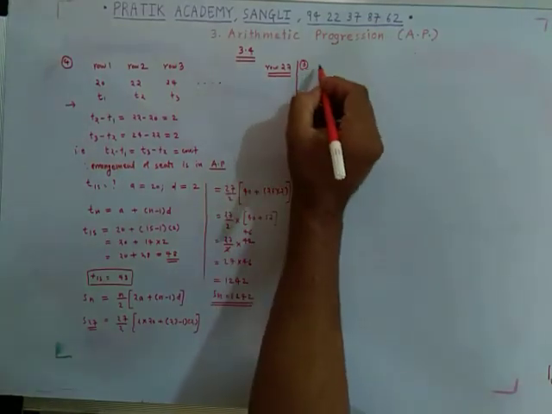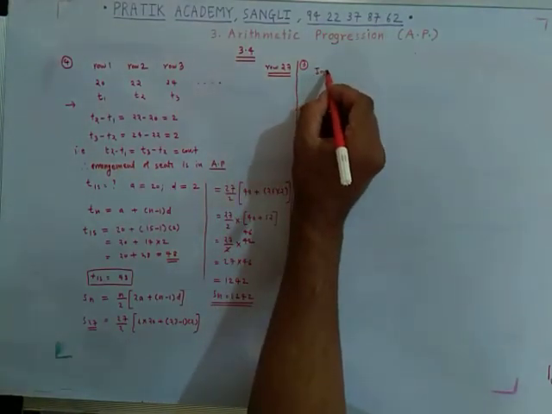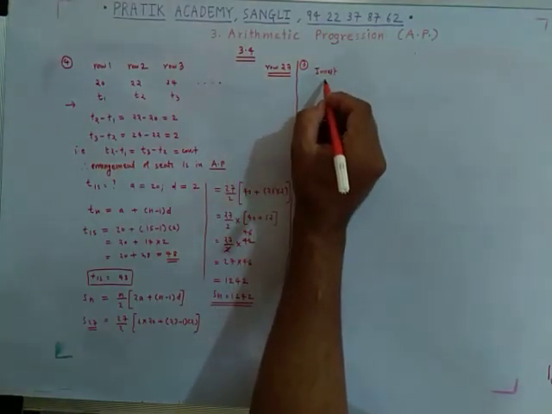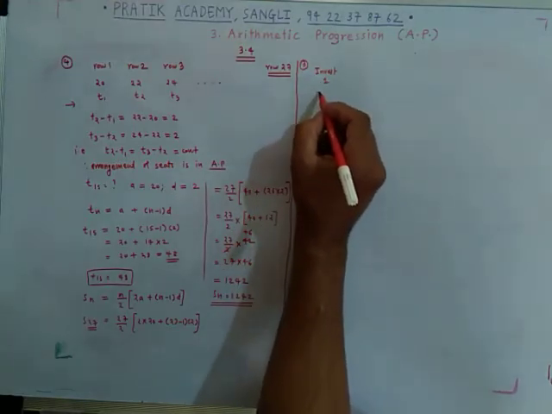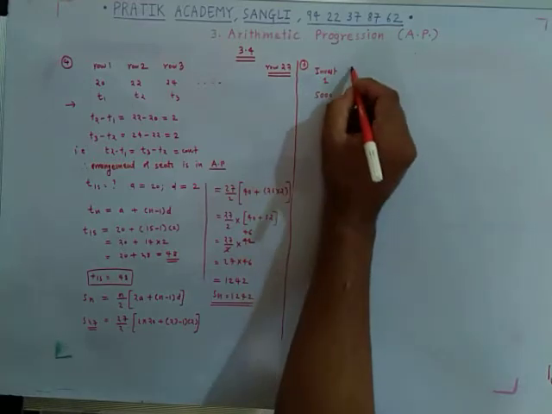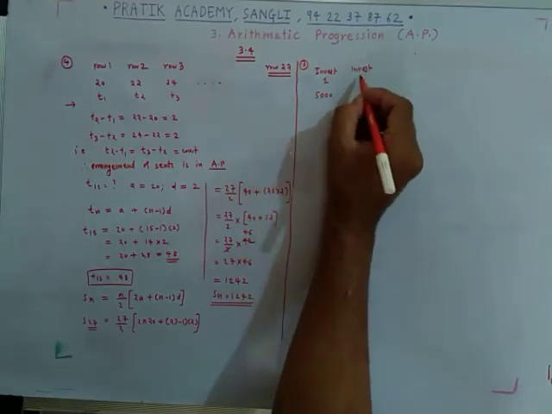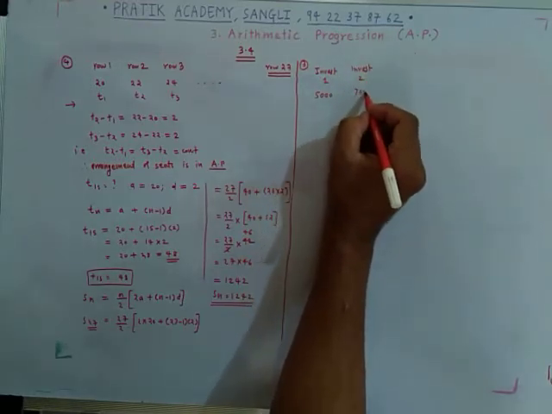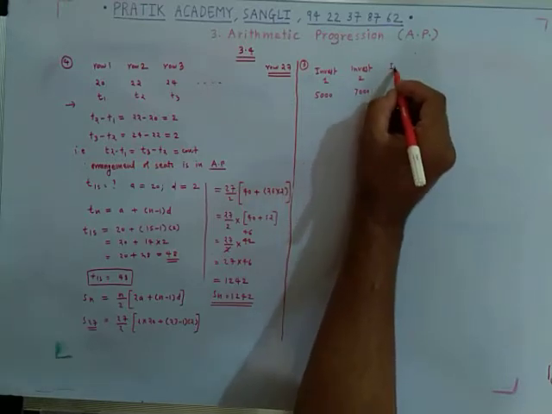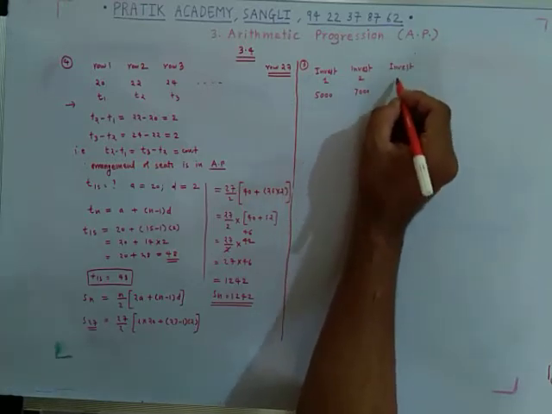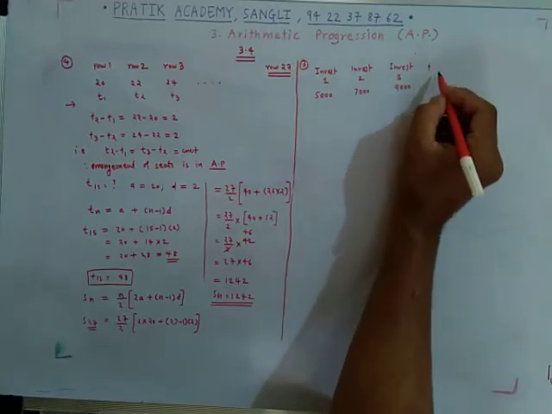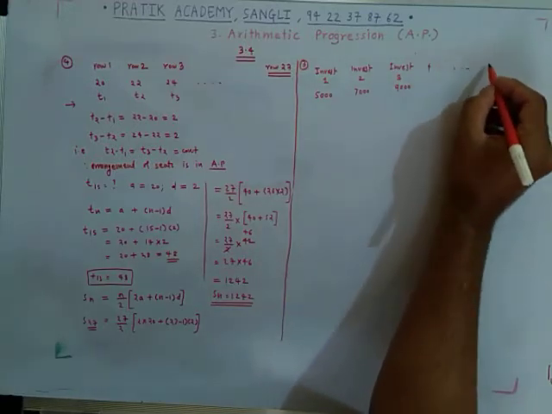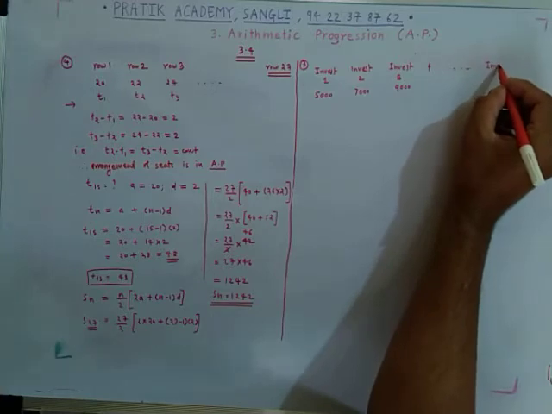So let's see. Investment in the first year is 5,000. Investment in the second year is 7,000. Investment in the third year is 9,000, and so on for 12 years.